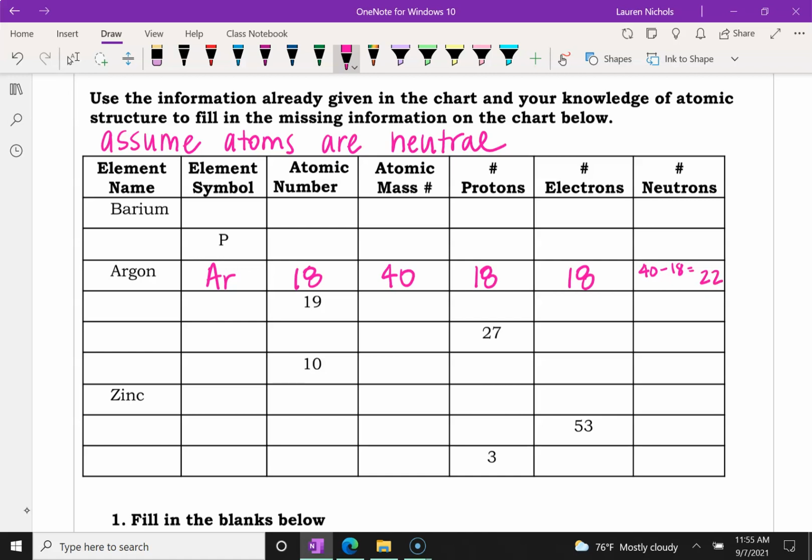Okay, so we can do another one, for example, this one. It's got 53 electrons. Well, that means if this atom is neutral, it must also have 53 protons and have an atomic number of 53. And if you look on the periodic table, number 53 is iodine, which has the symbol of a capital I. And the atomic mass is 127. And so 127 minus 53 would give you 74 neutrons. So you should be able to fill in the whole chart.